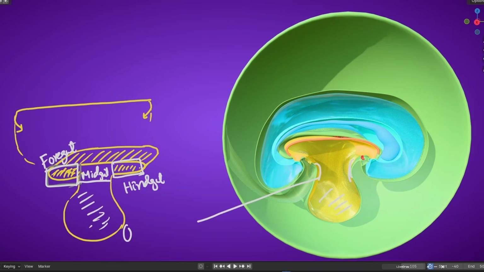Let me write it here. Omphalo... I am not good with spelling, so I am writing it like this. Omphaloenteric duct or vitelline duct.